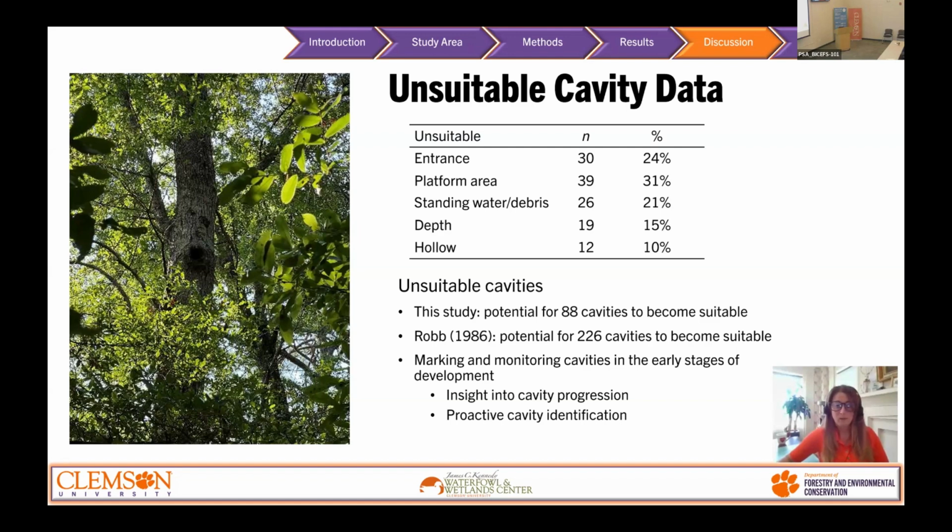In Indiana, Rob also noted 226 cavities at his study site that had just started forming. Marking and monitoring these cavities that are early in developmental stages offers a unique opportunity to gain insight into cavity progression while also serving as a proactive approach to cavity identification. Even if only half of these cavities matured to be suitable between both of our sites, the sample sizes at our sites would more than double.